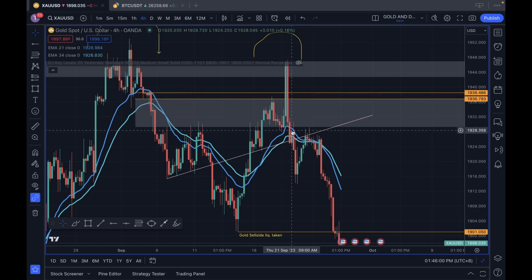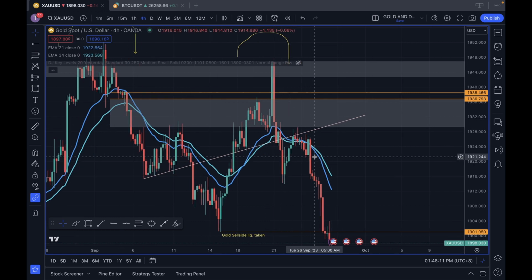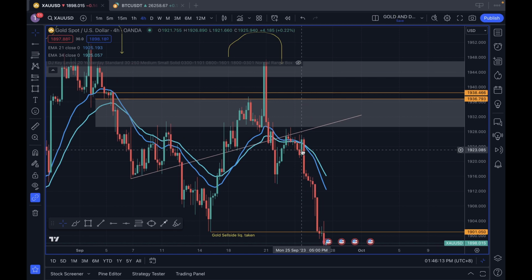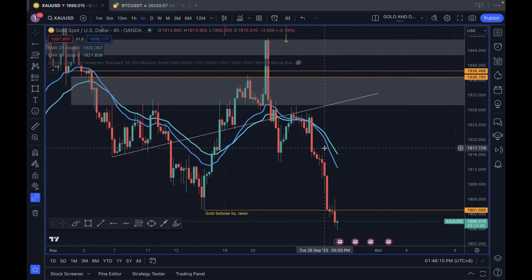Price came back up, retested over here last Thursday. Well, this was a pretty good entry because it retested the broken structure and then pushed down. But anyway, I'm more concentrating on the trade I took on Monday, so I'll be concentrating on that.